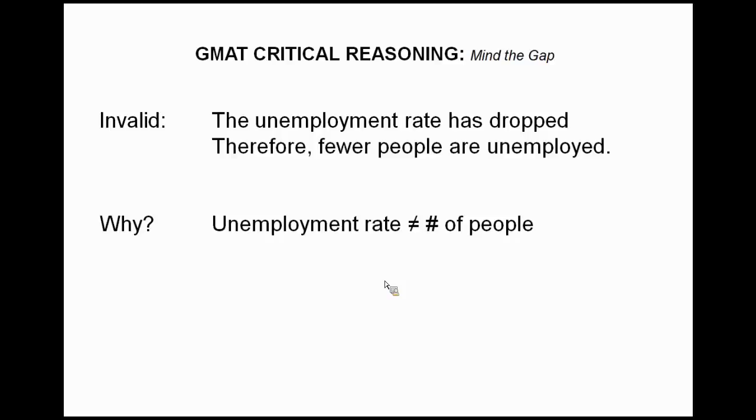Now, we're filming this in the heat of election season, so this argument has come up quite a bit in media circles and news circles over the last few months. You were to say the unemployment rate has dropped, therefore fewer people are unemployed. That's invalid. And the reason for that is unemployment rate isn't the same thing as the number of people. It's the rate. So it could be either more people are unemployed or the number of people in the workforce has changed.